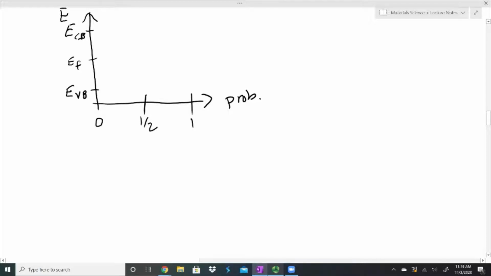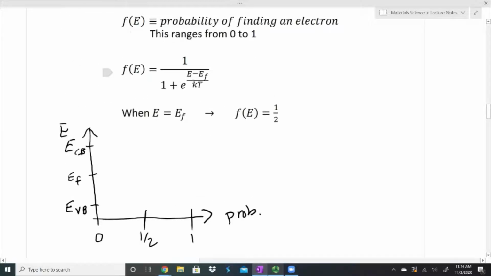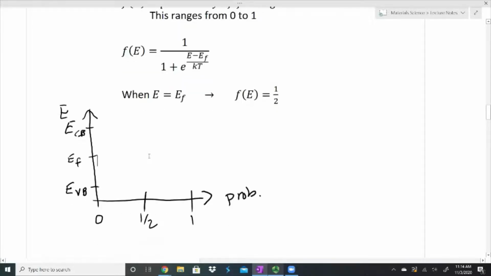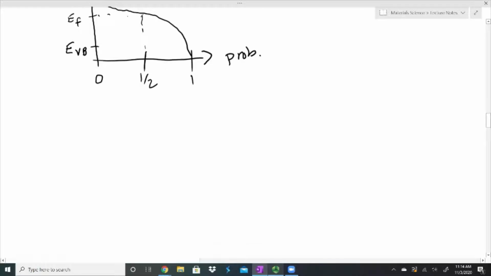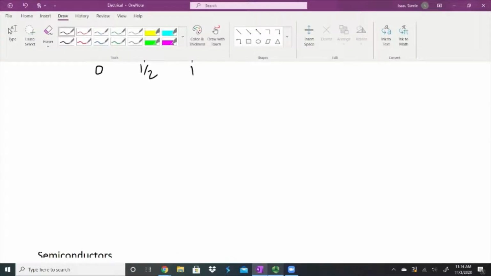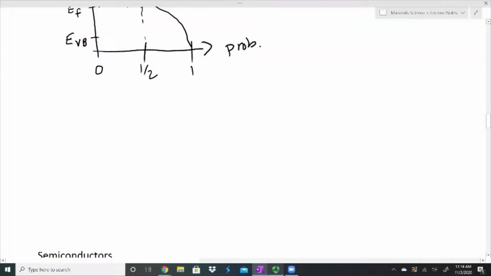So if I plot this equation onto this graph, what I'm going to get is something along these lines here, where at my Fermi energy, halfway between my valence band and my conduction band, I have a probability of 1/2. And again, that's the probability of finding an electron. If we look at this a little bit closer, it's going to be a little bit important later. It's not the fact that we don't care about this at all.